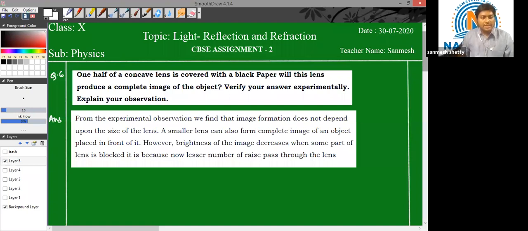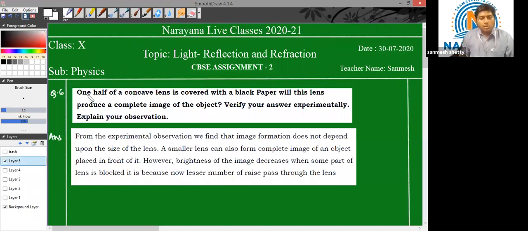This is our last question, children. One half of a concave lens is covered with a black paper. Will this lens produce a complete image of an object? Verify your answer experimentally and explain your observation. For example, if you have a concave lens at your home, you can cover half part of it with the help of a black paper or some opaque sheet and conduct the experiment.